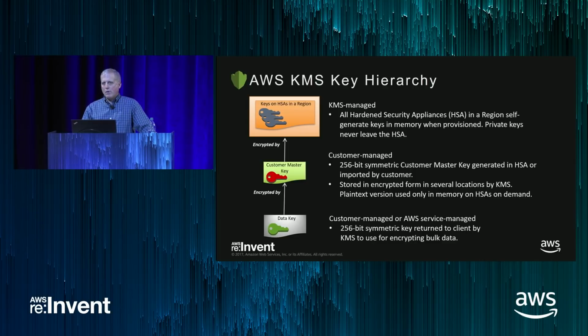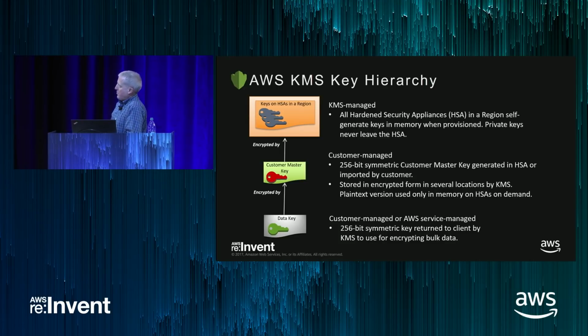Okay? So your customer master key is encrypted under these keys that are device-specific, and they are stored in lots of places. When they are needed to perform some encryption or decryption operation, they are pulled into an HSA, decrypted in memory, used, and then flushed. So every operation fetches your encrypted CMK, pulls it into these hardened devices, decrypts it, uses it, and then flushes it. Okay? So the relevant thing to look at on this slide is the little titles.